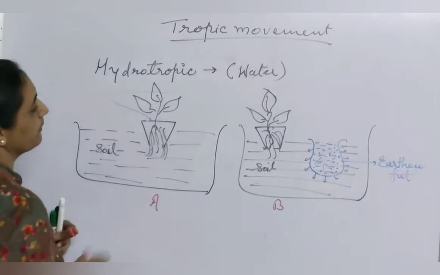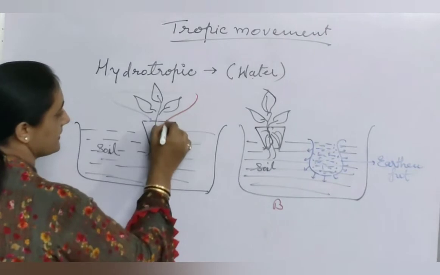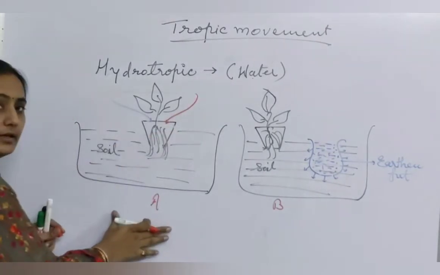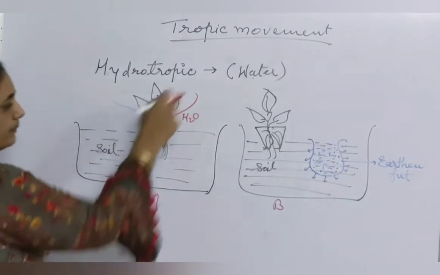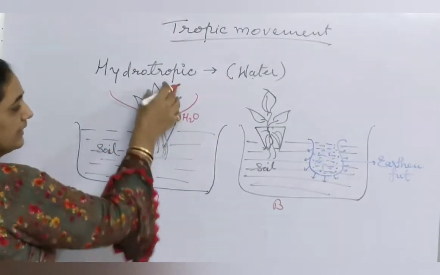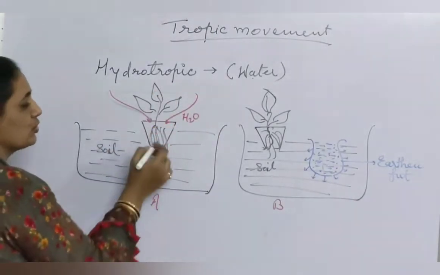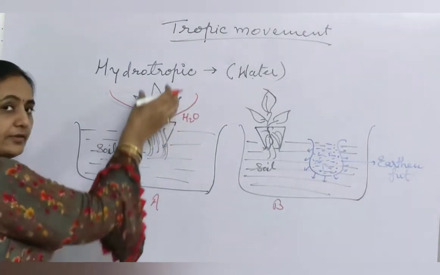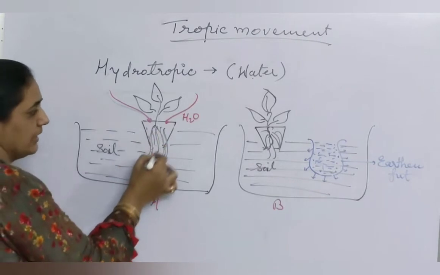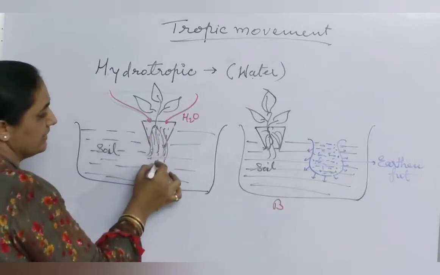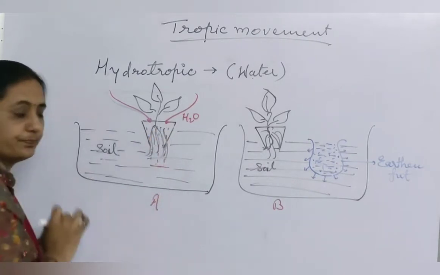So water plant A, the sapling kept in container A. Water this plant directly. Pour water directly from here. So what will happen? This plant is getting water from the top and it goes down. The roots are absorbing this water from the soil.